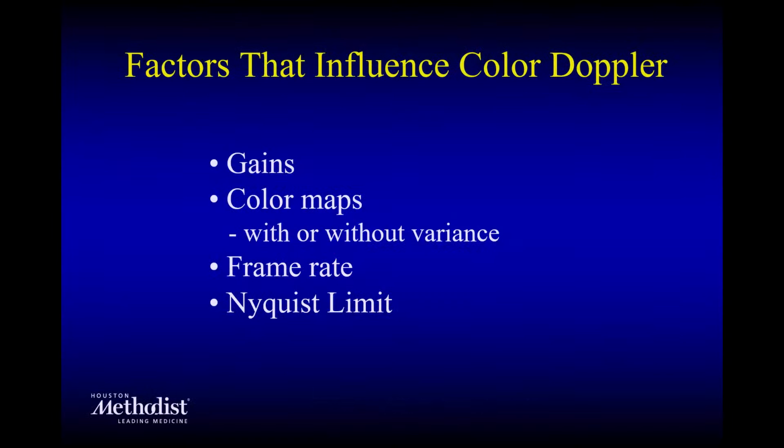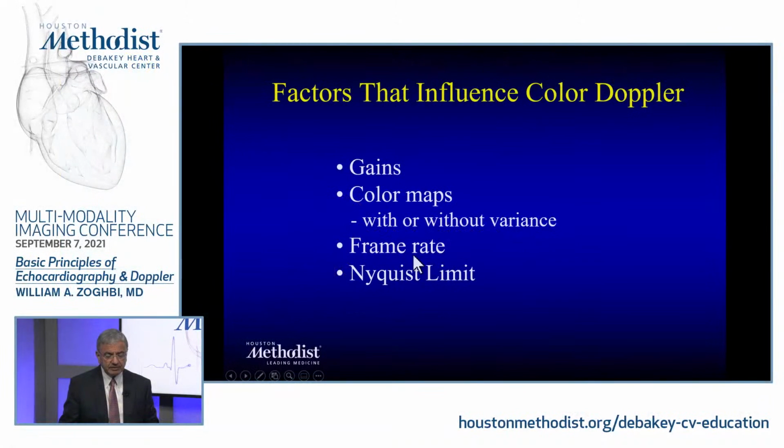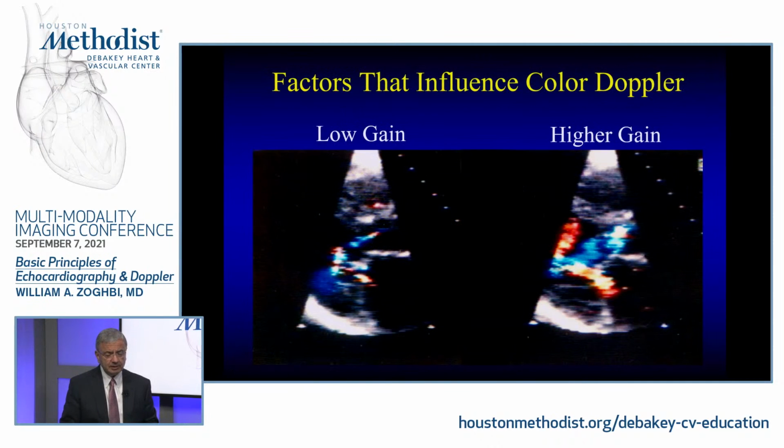What are the factors that influence color Doppler? Gains are important, color map with or without variance, frame rate, this is very important, and Nyquist limit. And if you ask me what are the most important things: gain, you cannot undergain. Frame rate, you want to optimize it. Nyquist limit, you want to make sure that you haven't dropped the Nyquist limit too low. This is the effective gain. And the accepted methodology, we don't have an optimal gain automated. The optimal technique here is to make sure that you're at highest gain and bring it down so you don't have as much almost snow in the background or too overgained.